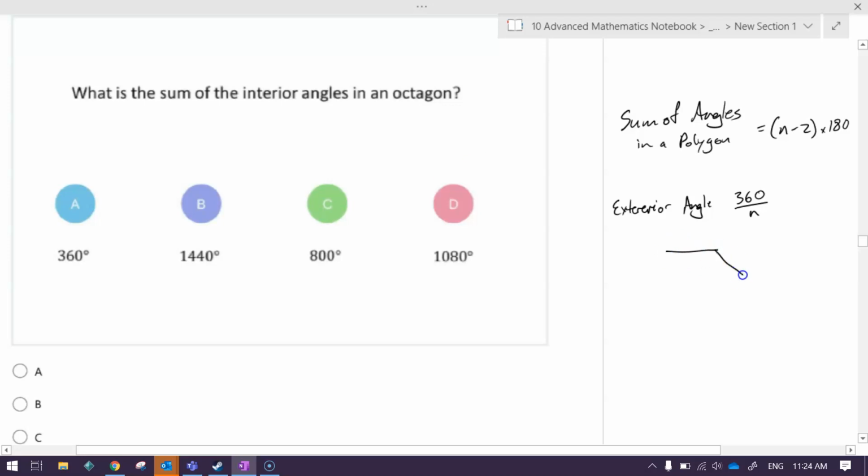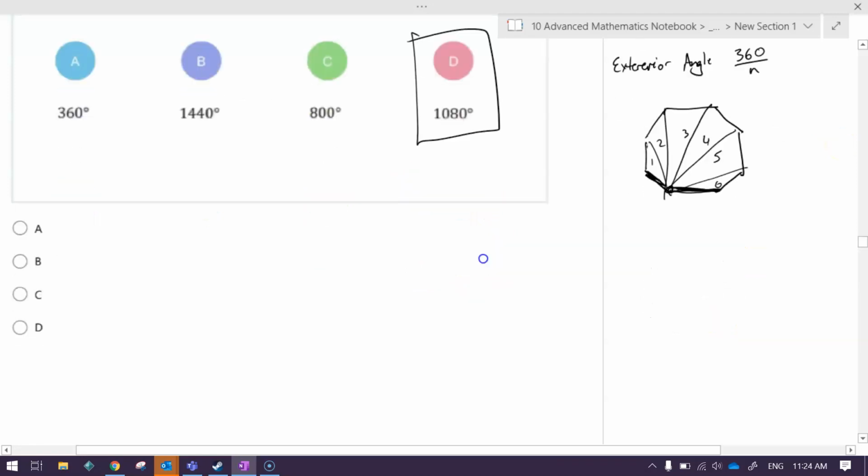But by far the easiest way to do these questions that I found, pick any point. From that point, draw a line to every other vertex. You can see I don't need to draw a line along 2 of the sides because it's adjacent to it. That's why it's the number of sides minus 2 up here. How many triangles have I got? 6 triangles. 6 times 180, 1080.